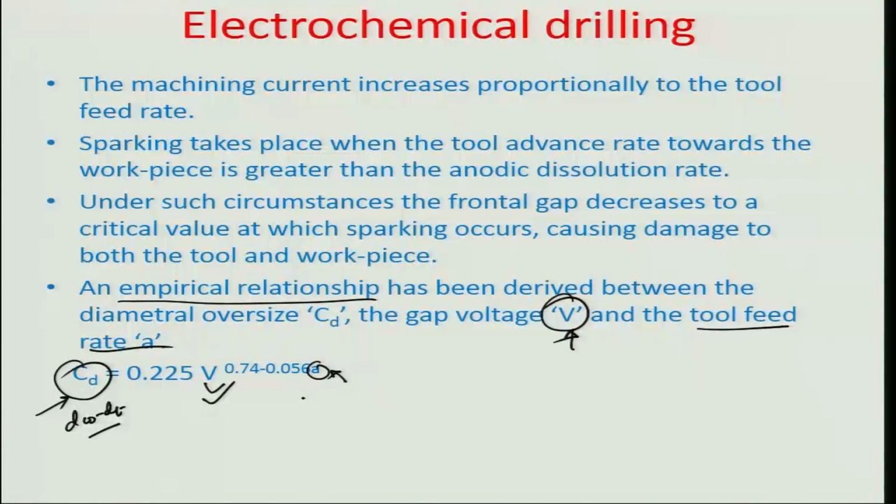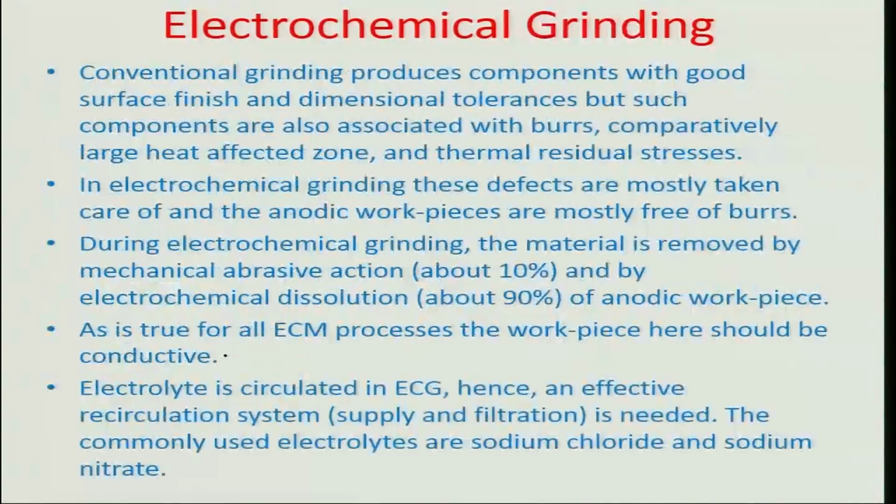And so if the A is high, if the tool feed rate is high, obviously the gap would be higher, because the V to the power of 0.74 minus 0.056 A in that event would be higher, and vice versa. So we must try to optimize the tool feed rate in an electrochemical drilling process. It is a very important parameter to be controlled apart from the overall electrolytic pressure that is existing.